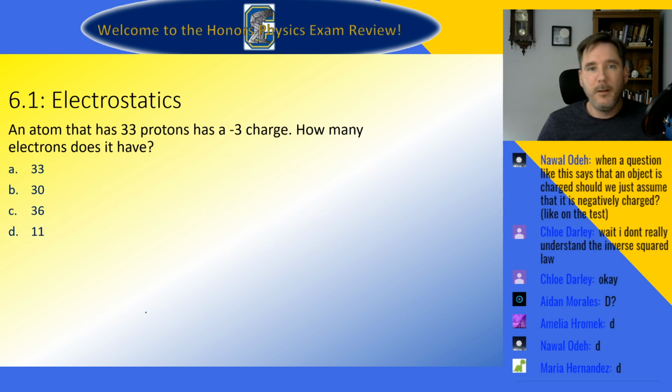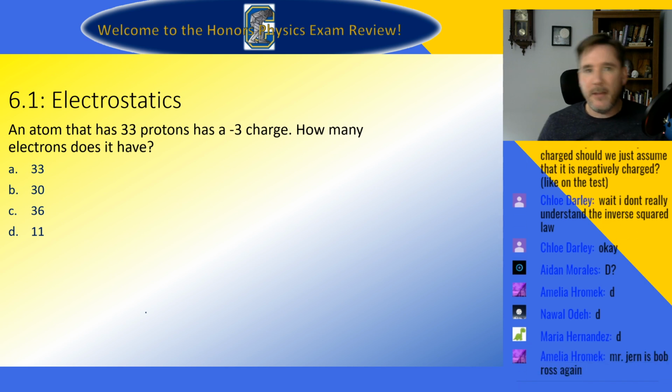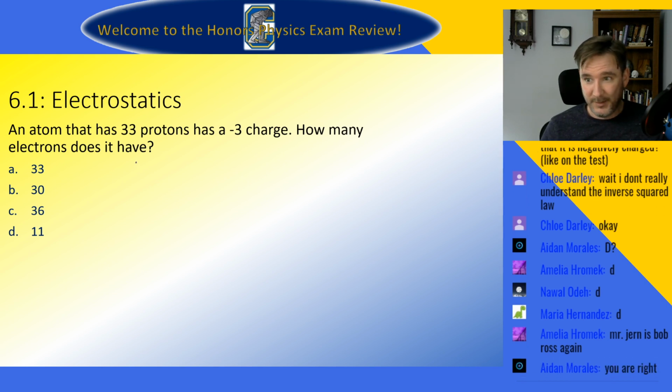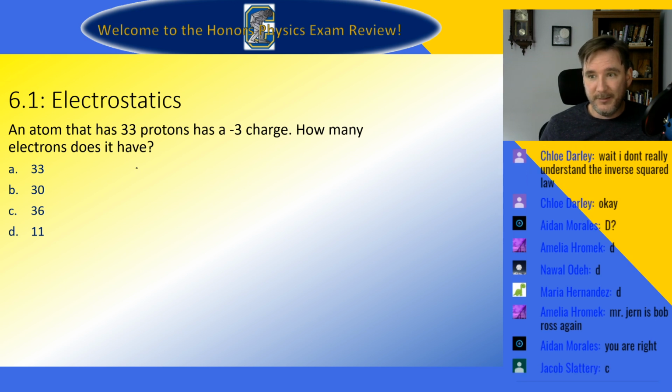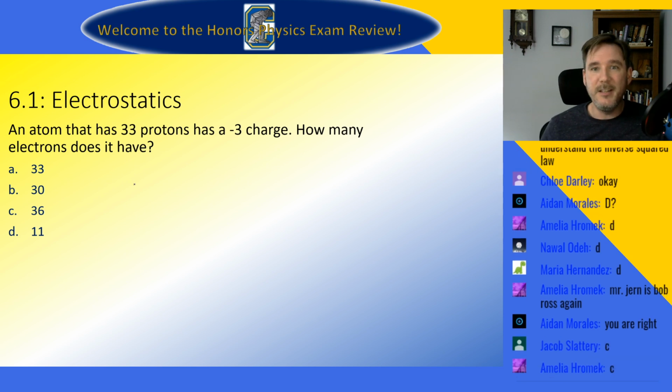Good. All right. Nice, easy math question. Is Bob right? Yeah, look at that. Happy little hairy guy. So an atom has 33 protons, but it has a -3 charge. How many electrons does it have? I am right. C, C, C.